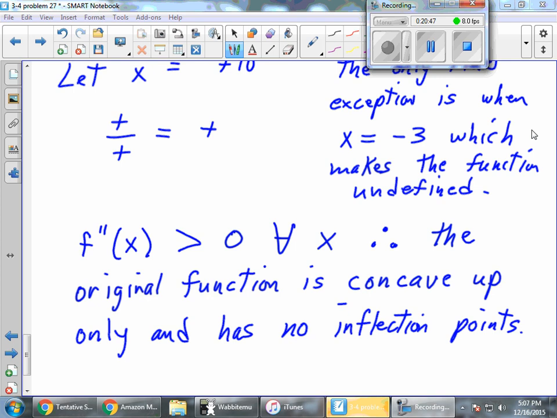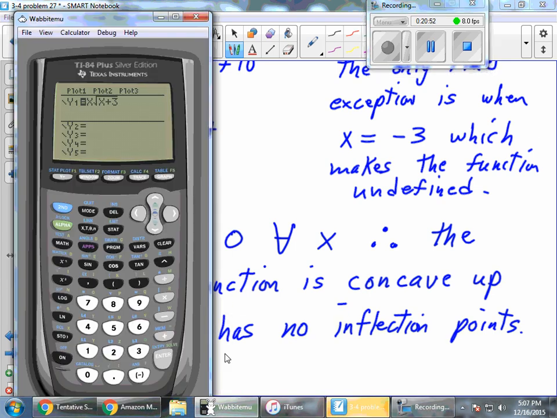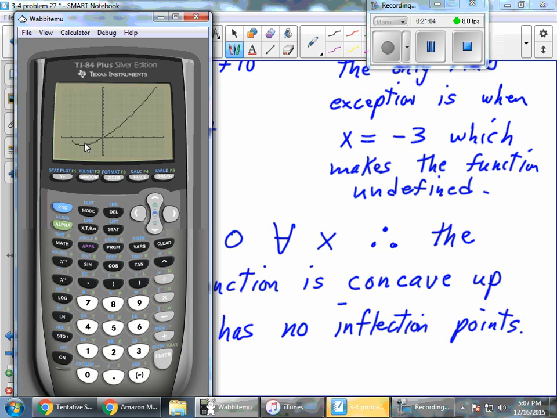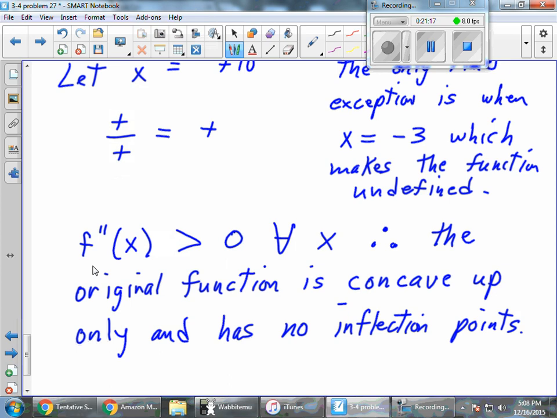Okay? Now that we've done that without our calculator, let's jump into that and take a peek at it. This is cool. Okay, so I put it in as originally defined, x times the square root of x plus 3. Set my window. When we graph that puppy, there it is. There's the negative 3, undefined. And for all other values of x, that is concave up, and there are no inflection points. And we know that because the second derivative is positive, meaning greater than 0, for all values of x. And that is pretty cool.